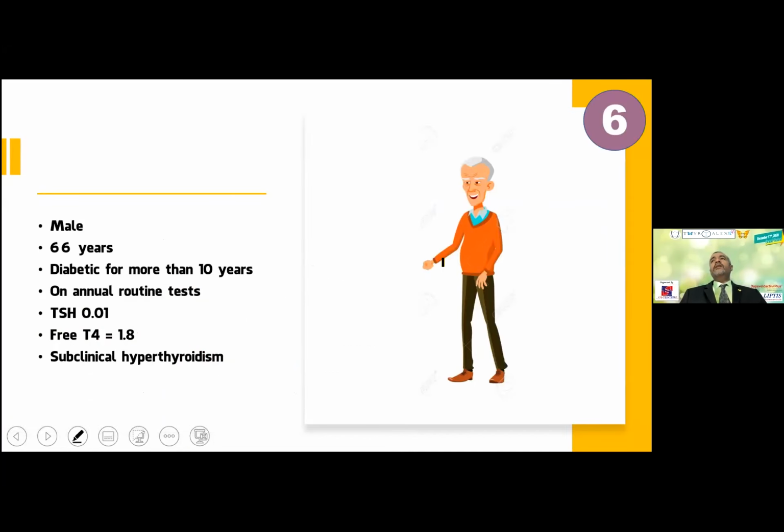One last case of our presentation. This was a male patient, 66 years of age. He was diabetic for more than 10 years. On annual routine test, the TSH was markedly suppressed and the free T4 was 1.8. The picture that was sent to you over WhatsApp to seek your consultation is consistent with subclinical hyperthyroidism.